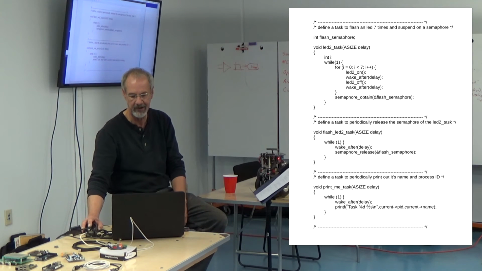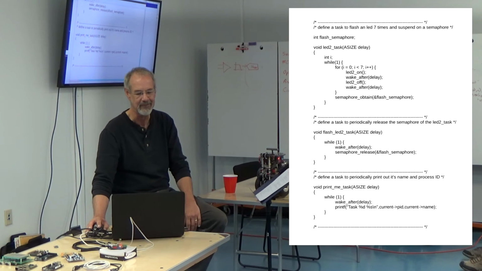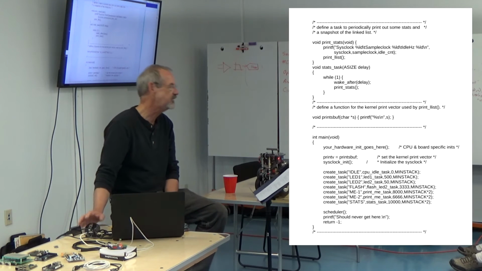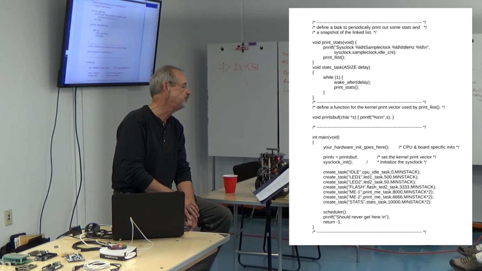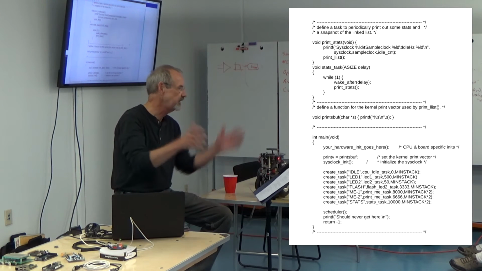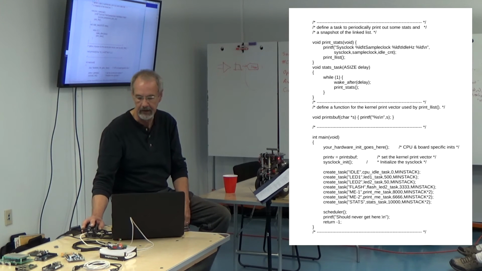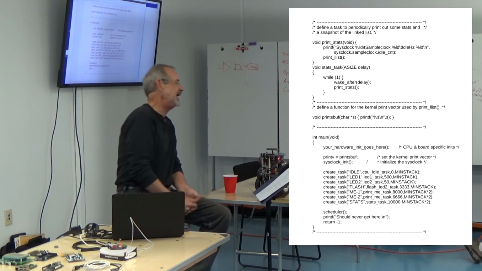Here's a task to periodically print out the name and the process ID. So, I mean, it's just a little nothing task. Here's one that prints out some statistics. Built into the library that does these calls is a print routine that can print the actual queue itself. So you can see the queue itself, and we'll look at that here in a minute. And this is a function.